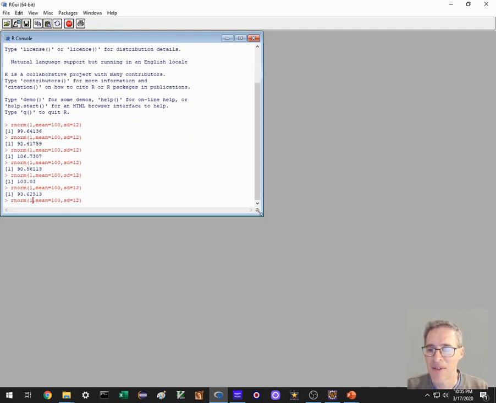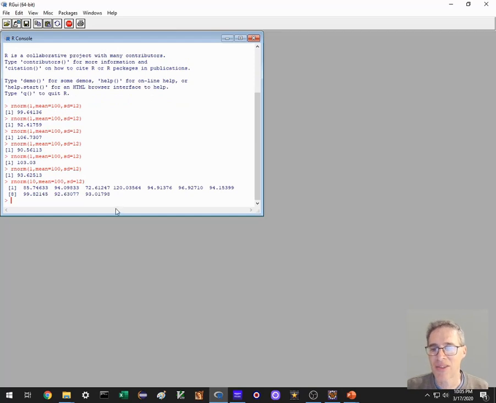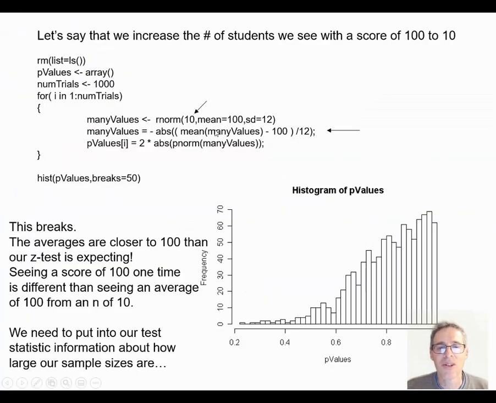If I do 10, now I'm having 10 students take the test, with the same mean and the same standard deviation. Now I'm going to calculate my z-score not from one student, but from the mean of these 10 students.